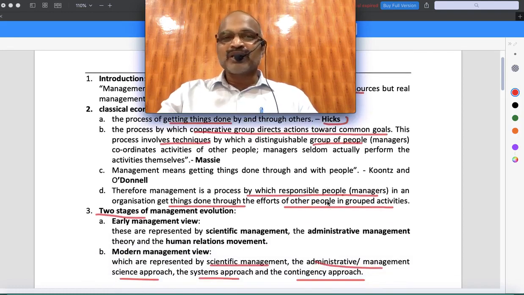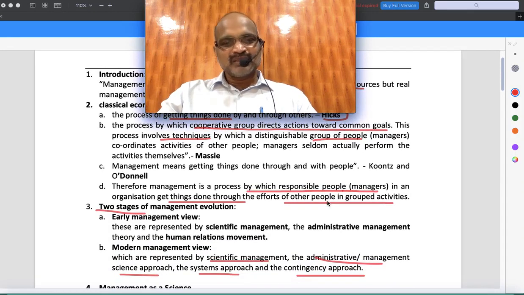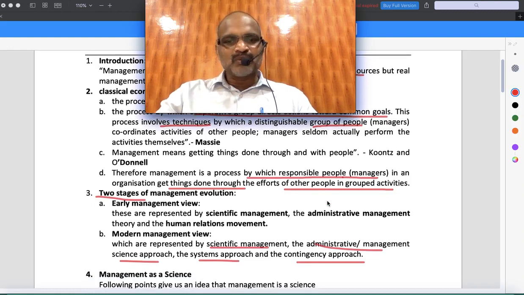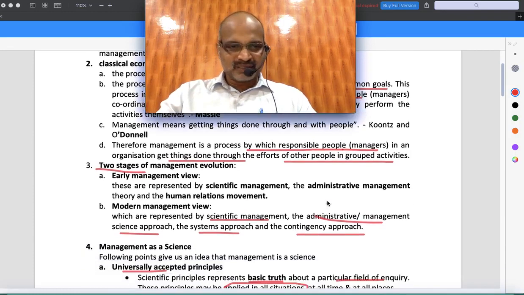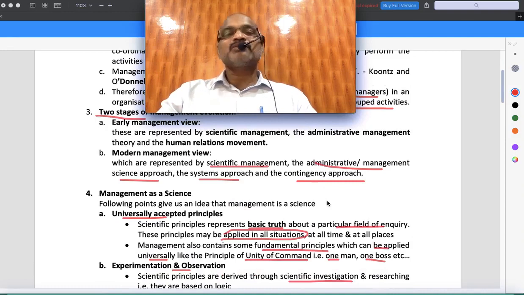Then how many views do we have? Two. Early view, modern view. In the early view, what theories do we have? Scientific management, administrative management, human. So if they ask you a question, in the early view what theories were dominating about management? Scientific, administrative, human, SAH, remember. Next, in the modern view, what are there? Apart from considering old things like scientific and administrative management approaches, we have the systems approach, we have the contingency approach as well. Next one, management as a science.